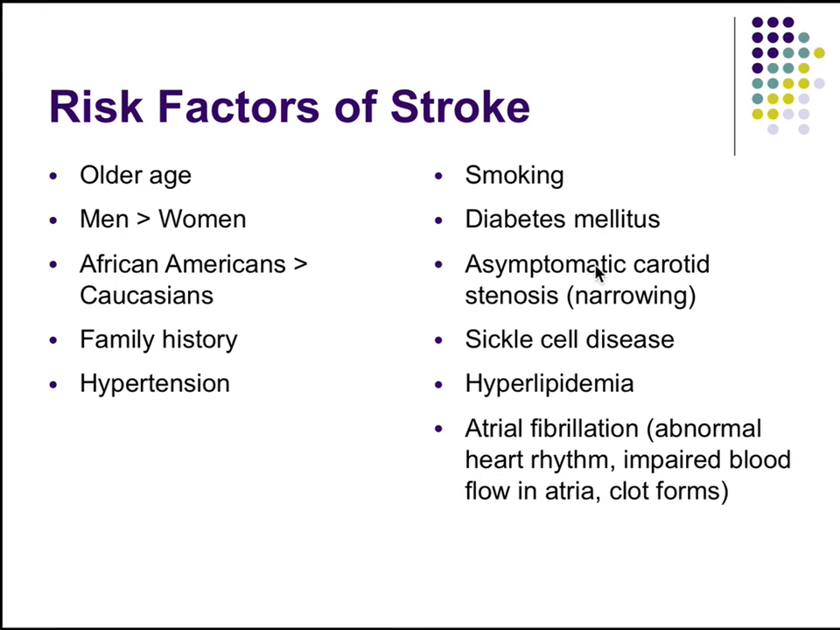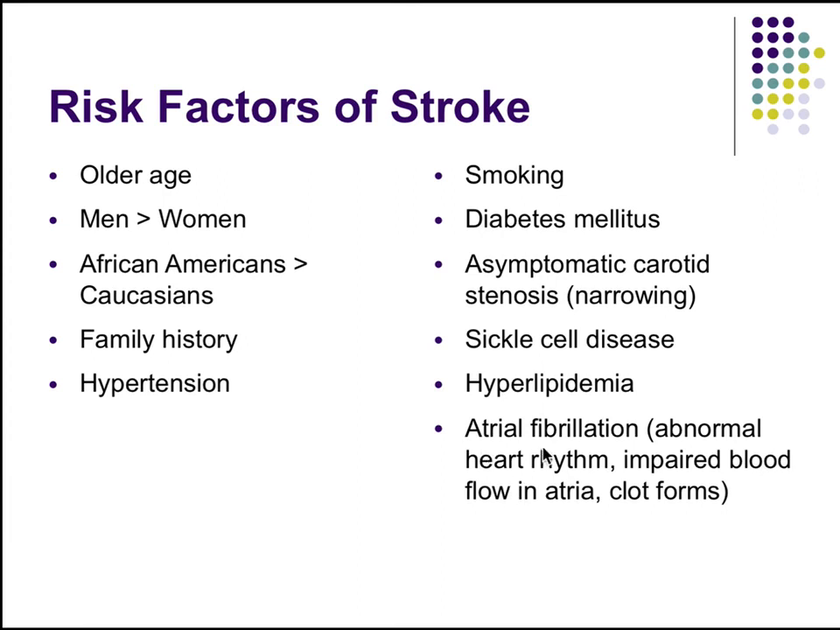If you have asymptomatic carotid stenosis, so this is a narrowing of your carotids. And then we have sickle cell. So that makes sense because sickled red blood cells, we talked about how they can cause blockages. Hyperlipidemia. Well, that makes sense as well because we talked about how an increase in lipids increases the risk of atherosclerosis, and that can cause a blockage.